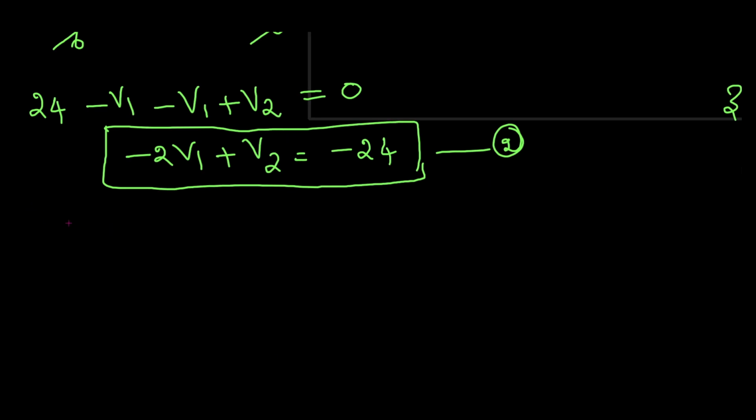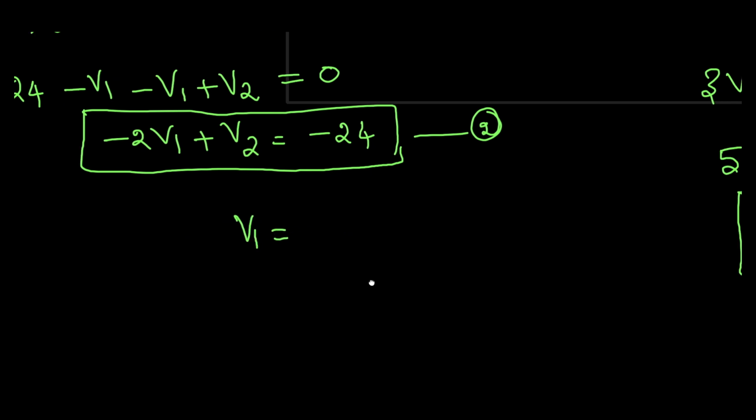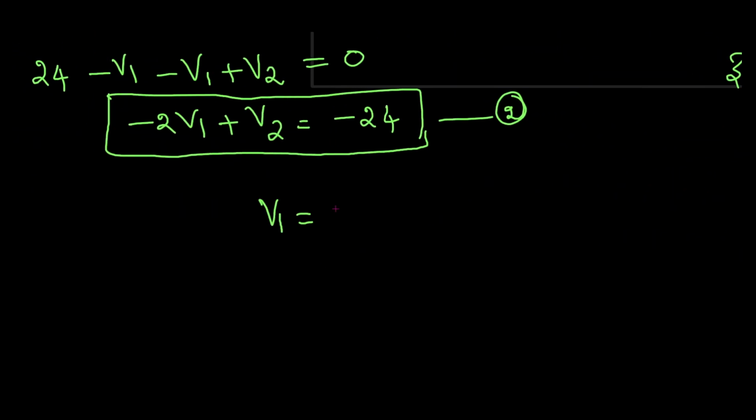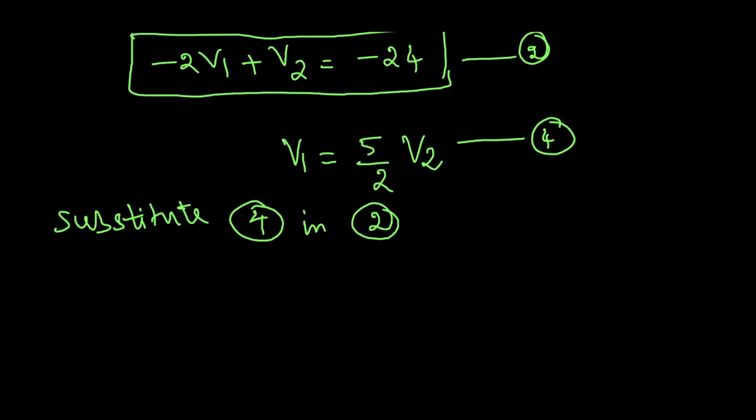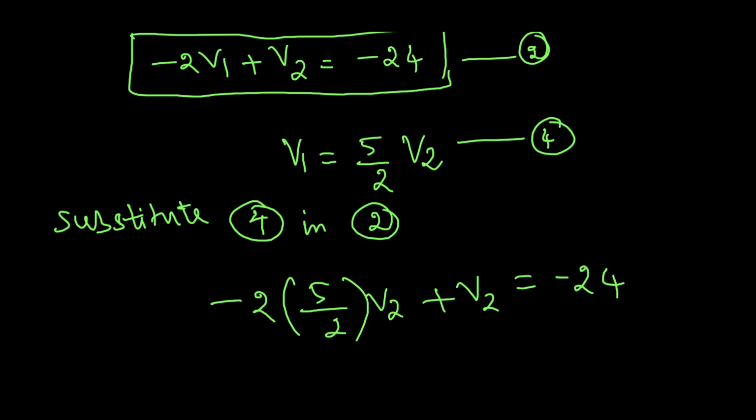Into the second equation, you can substitute the fourth equation. What is your fourth equation? V1 is equal to 5 by 2 V2, isn't it? Now substitute this fourth equation in equation number 2. So what do you get? Minus 2 into that V1, 5 by 2 V2, plus V2, that is equal to minus 24.